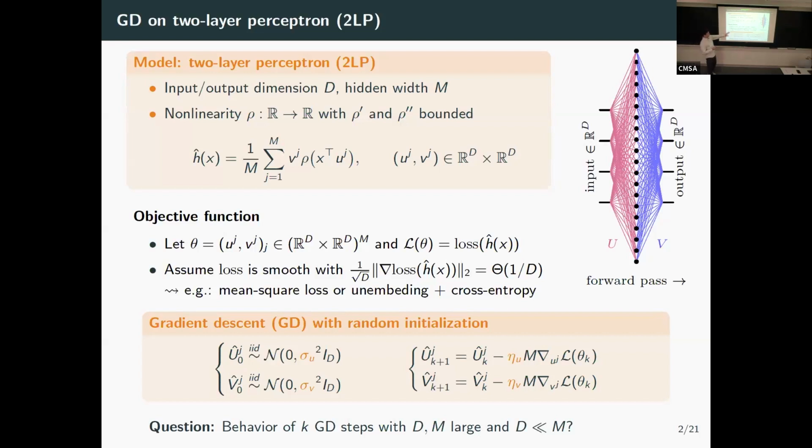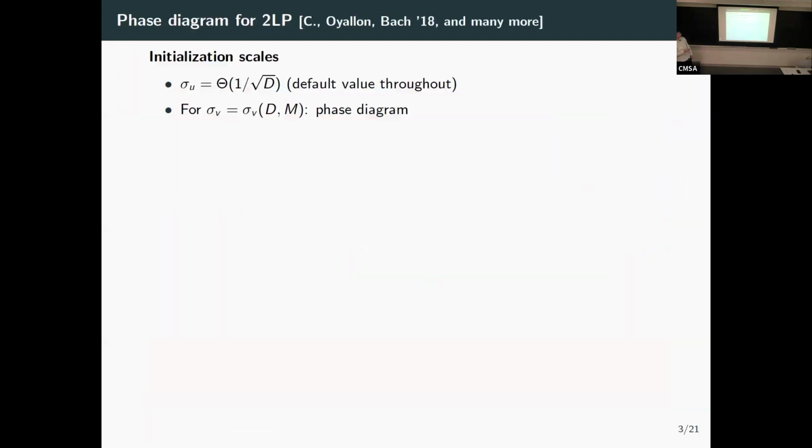So for the two-layer case, we will focus on the regime where m is much larger than d. So we need to decide what are good choices of these hyperparameters. For sigma u, the initialization scale of the input weights, we choose 1 over square root of d, because this makes the preactivation at initialization of order theta 1. This is a natural choice. For sigma v, it's not clear a priori what to do, so we'll do a phase diagram. We'll see how the neural network behaves as we vary sigma v as a function of its scaling in d and m.